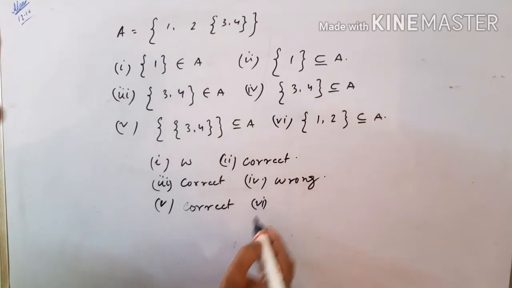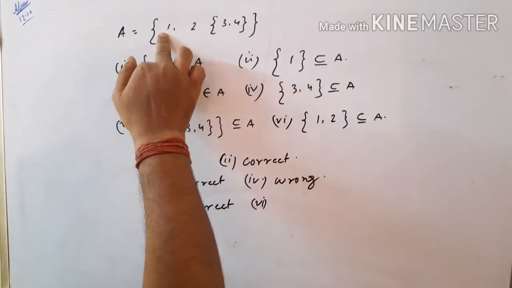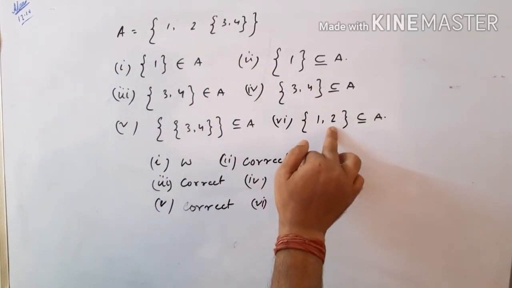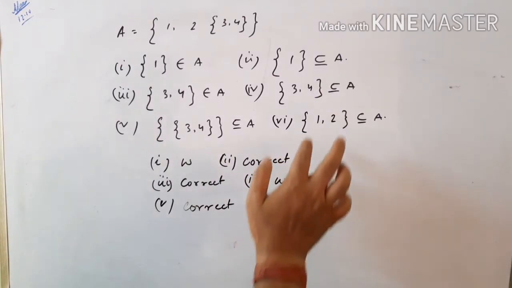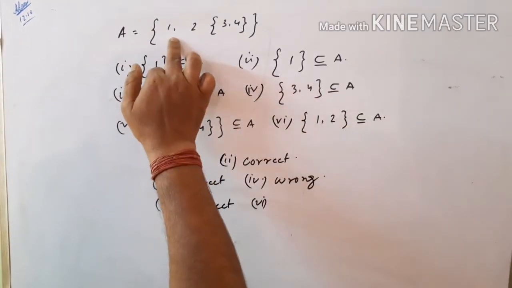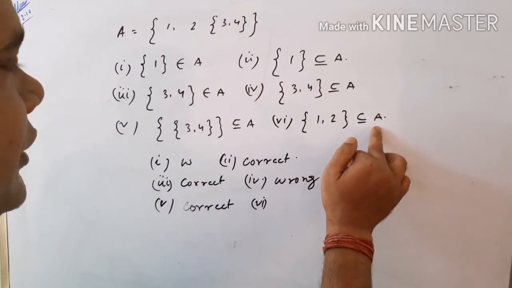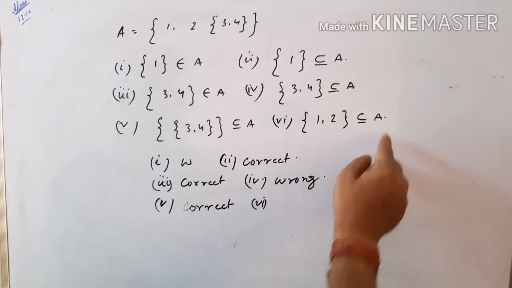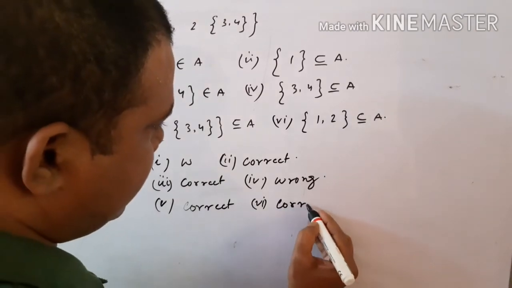Next, number 6. {1, 2}. 1 is a single element, 2 is a single element. When we take them together and enclose within a bracket, what we are doing? We are forming a subset of A. Now, any subset of A obviously is contained in A. Therefore, is contained in A is correct. So, again this one is correct.